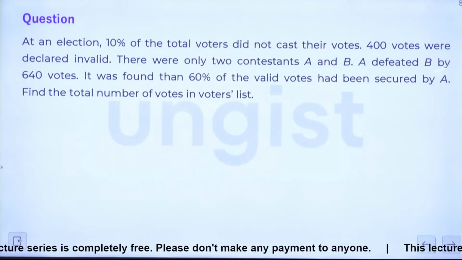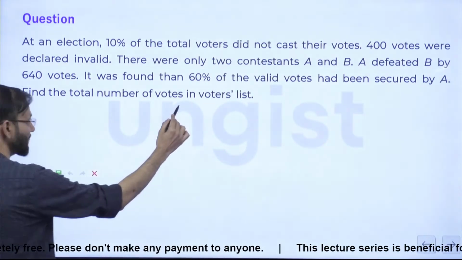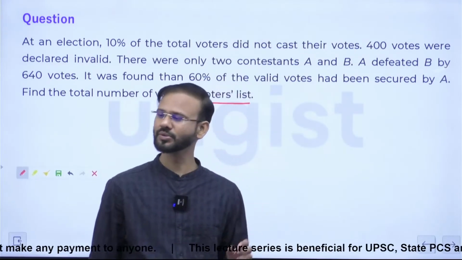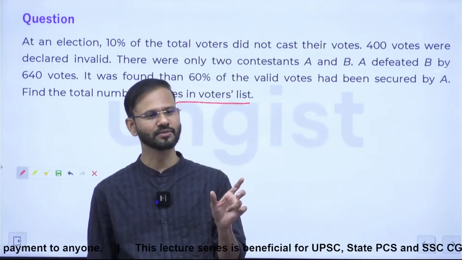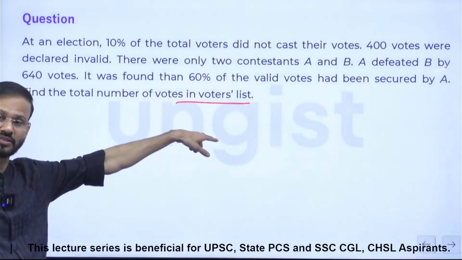See, this time the question is the total number of votes in the voters list. Guys, this is different from the last question, because in the last question they were asking how many total votes were cast. And this is voters list, total number in the voters list.